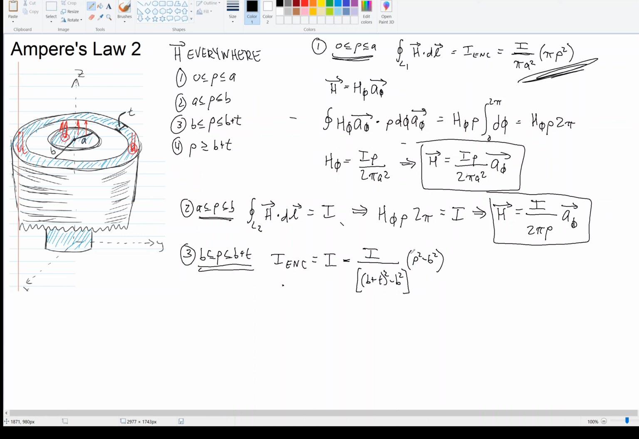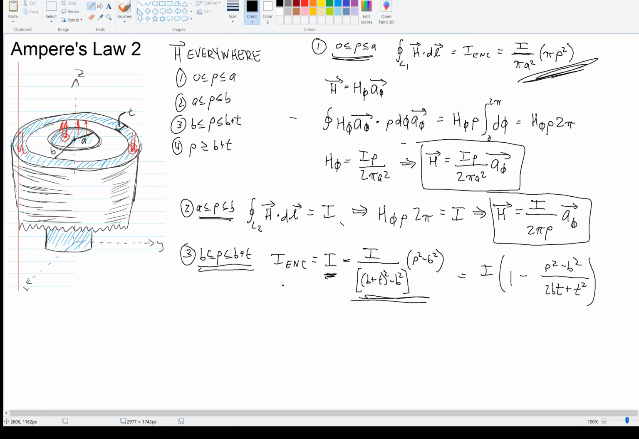And so I will take it that you understand this geometry here of why it's rho squared minus b squared and so forth. And so this is the total current that our Amperian path is enclosing. This is again from the innermost conductor, and then the second term is from the outermost conductor. And we can rewrite this in a little bit friendlier notation as 1 minus (rho squared minus b squared) over (2bt plus t squared), all that times I, if you FOIL that out.